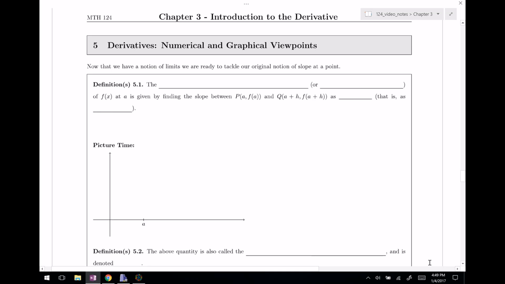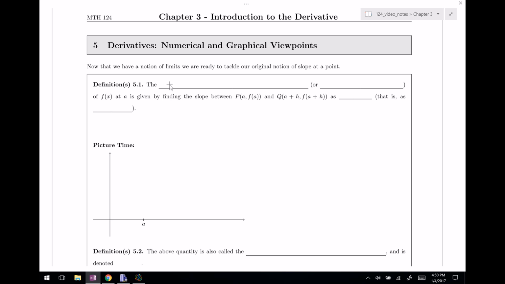Welcome everyone to 3.5. We are finally getting into derivatives from a numerical and graphical viewpoint. So this idea, derivative, is another fancy term for slope at a point. And of course, we needed to take a pit stop first in 3.1 to learn a little bit about limits, but now we're ready to actually apply these things to the big first topic here in calculus. Okay, so let's get to it.